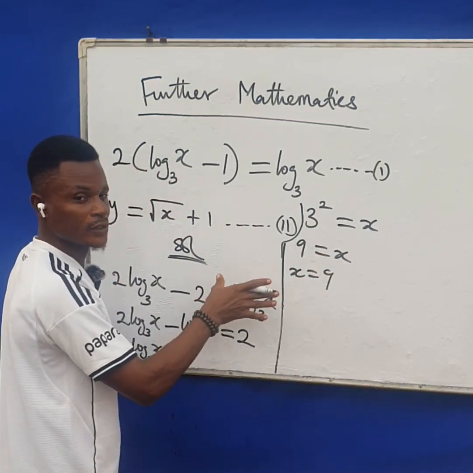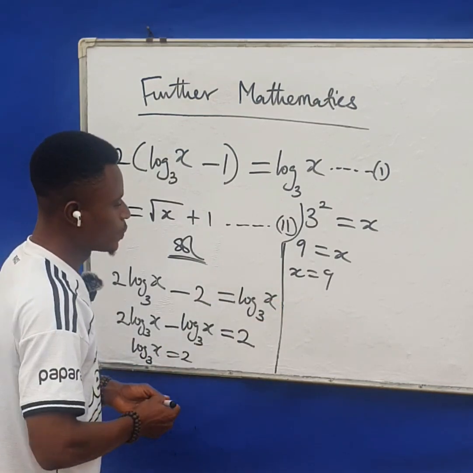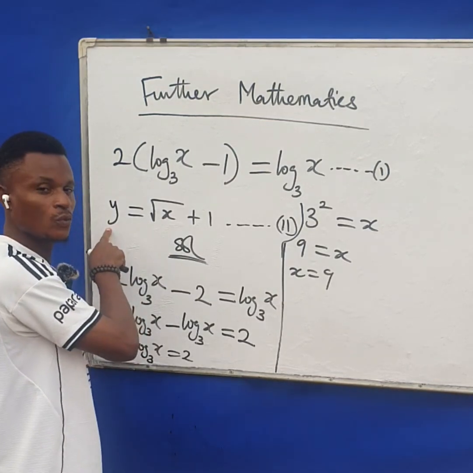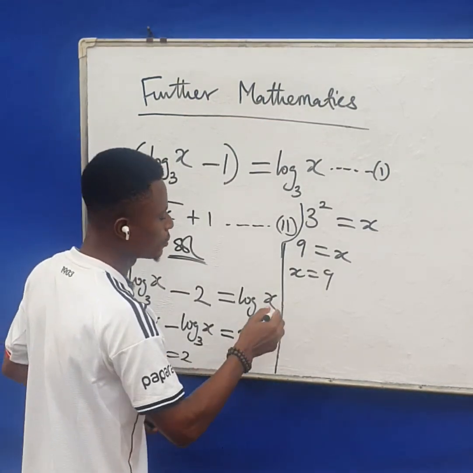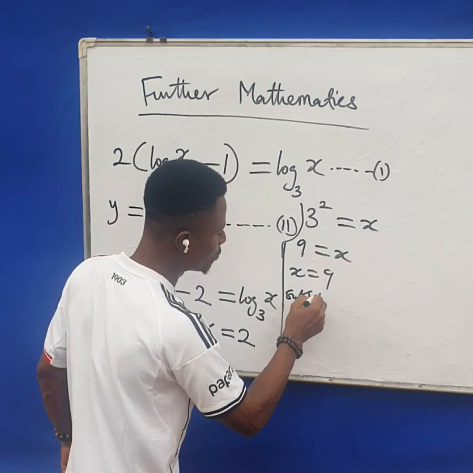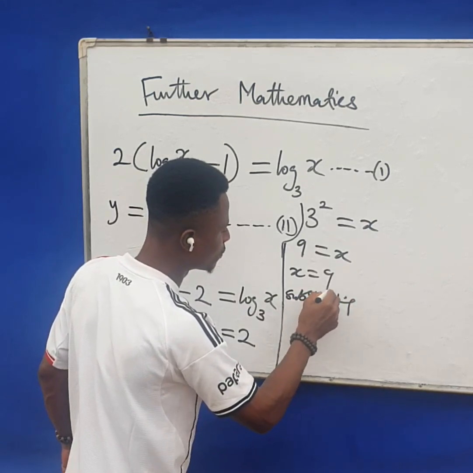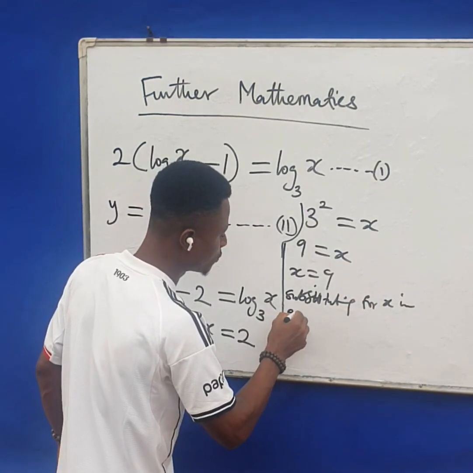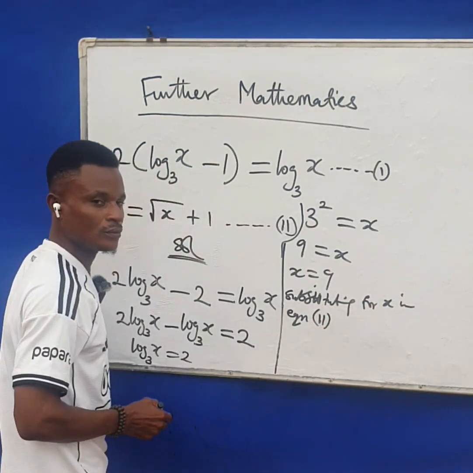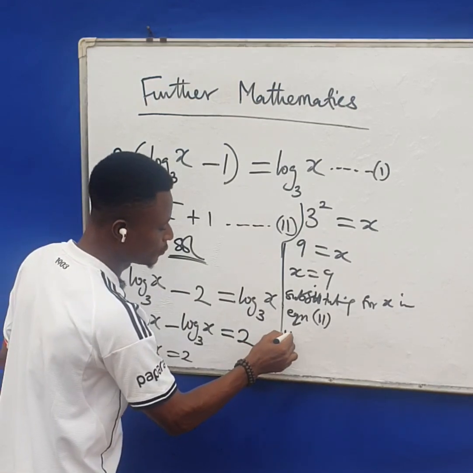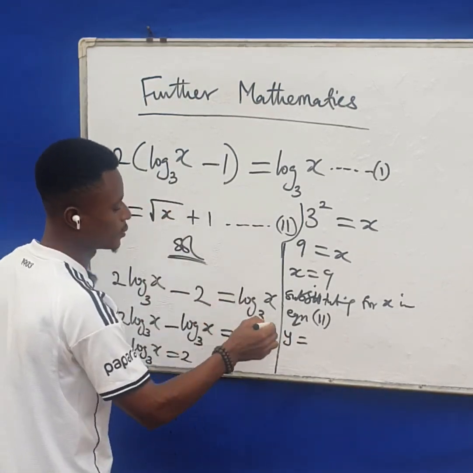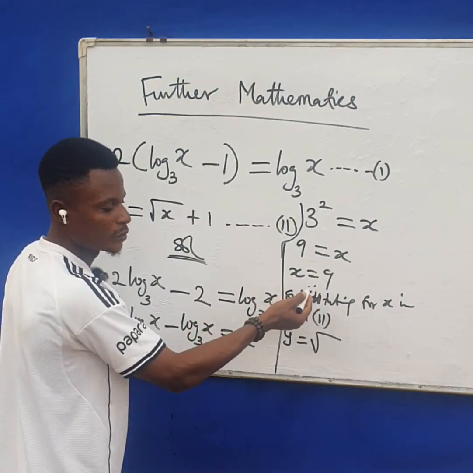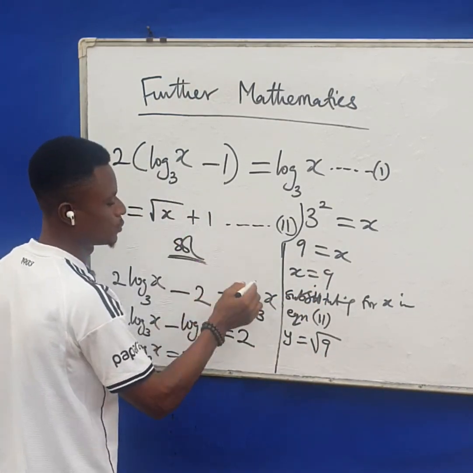Now we have gotten the value of x. So what we are going to do now is substitute this value of x into equation 2 and then evaluate it to get the value of y. Are you getting me? So we say, substituting for x in equation 2. Equation 2 is y equal to square root of x plus 1. In place of the x, we are going to put 9. So I have square root of 9, then plus 1.